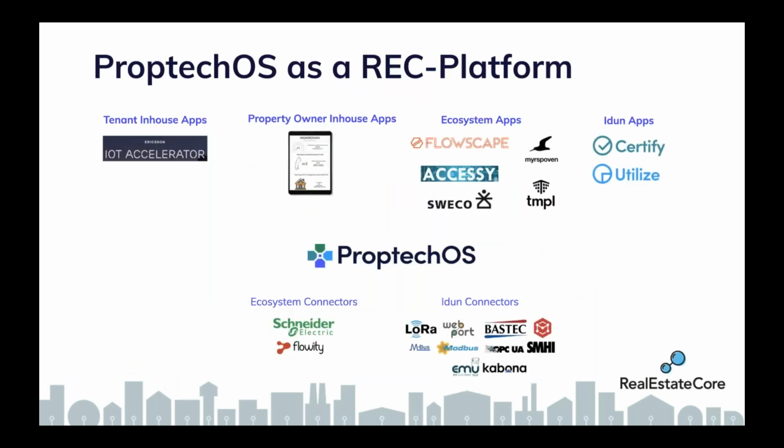And here is an example of how that could look with some real life actors. The PropTech OS is the platform in the middle. And then as an example, we have tenant in-house apps that consume that. We have the property owners' in-house apps. Here's an example from Vasakronan, where they have a display showing how much solar cell production there is, putting this up for the tenants just for some PR. And then we have a bunch of ecosystem apps that are doing everything from AI-based energy optimization to workplace support.